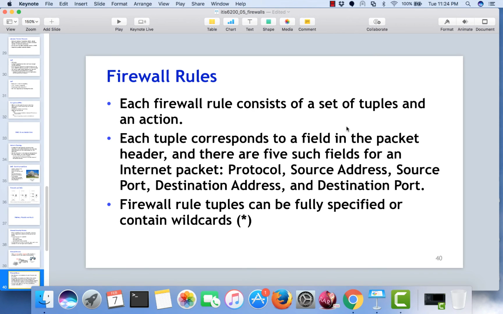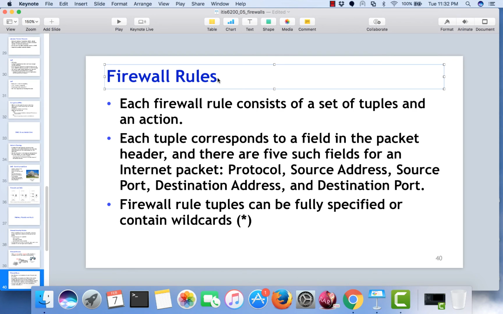So each firewall rule consists of a set of tuples and an action. Each tuple corresponds to a field in the packet. So with every firewall rule, you have the same set of tuples, or categories. You can create the rule based off of the protocol it's communicating with, the source address, the source port, the destination address, or the destination port. There are some other tuples in there as well, as far as the specific applications that you can filter and set up your rules on.